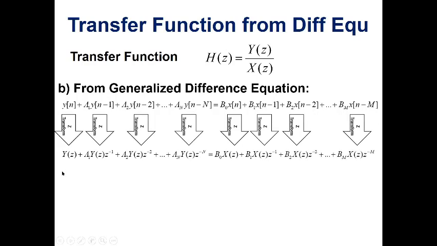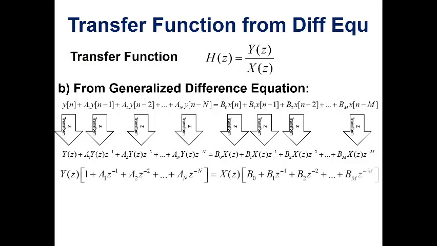Y of n would become y of z, a1 y of n minus 1 would become y of z times z to the minus 1 times a sub 1, and so on for all the terms. Same thing on the x side, we get capital B0 times x of z, b1 times x of z times z to the minus 1 to deal with this delay, and z to the minus 2 in the next term, and so on. And they will all have to have this same form. The only thing that would change is what were the b and a coefficients.